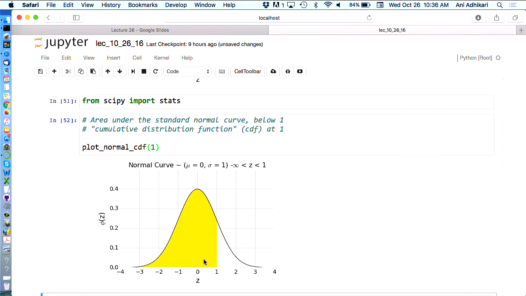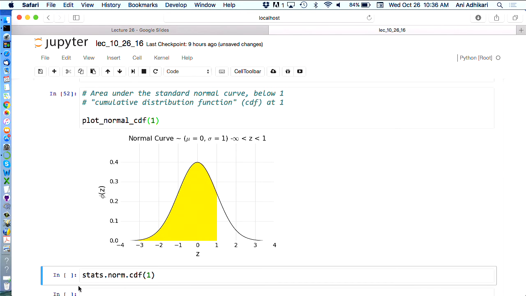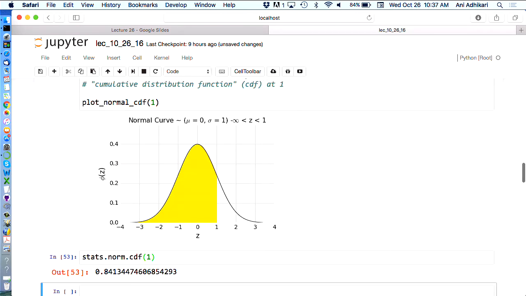Okay, so we're going to find this shaded area to the left of 1, and if you want to know why, you'll see in just a moment. In terms of data, this is the proportion that are 1 SD above average or less. Okay, so that's the shaded area, and the function stats.norm.cdf at 1 gives you back exactly this area. 84%.